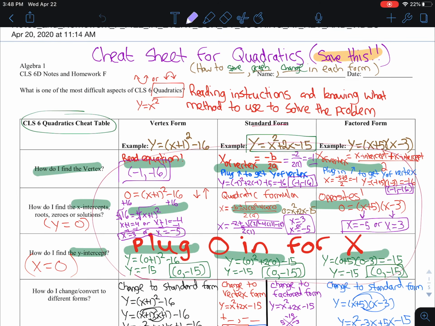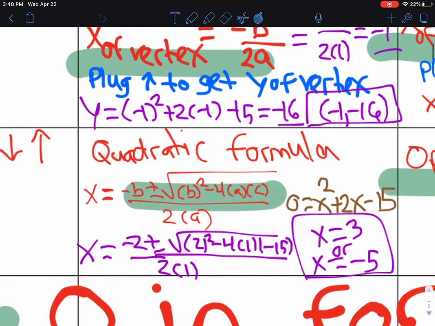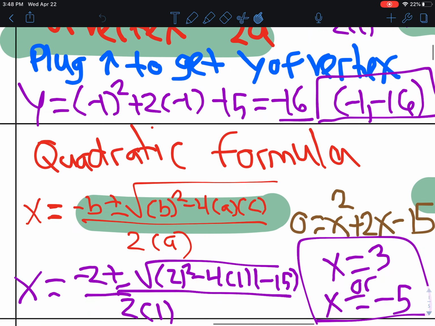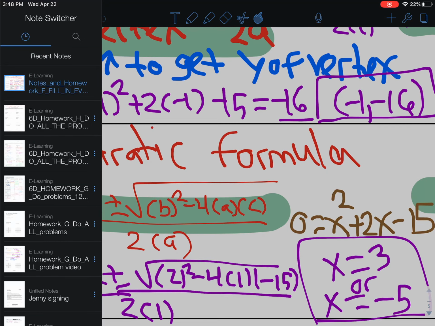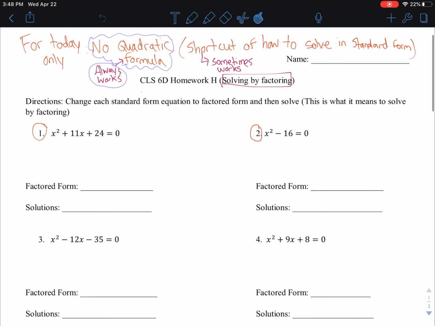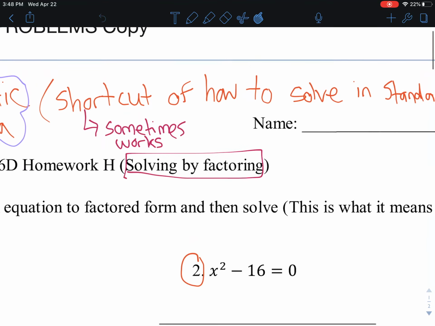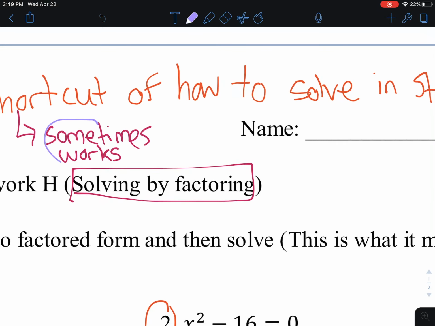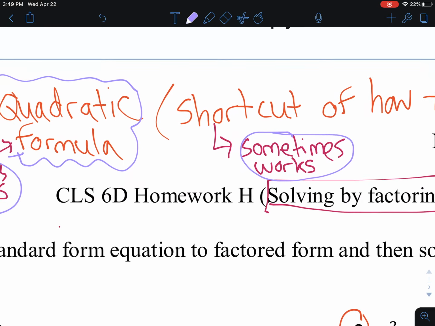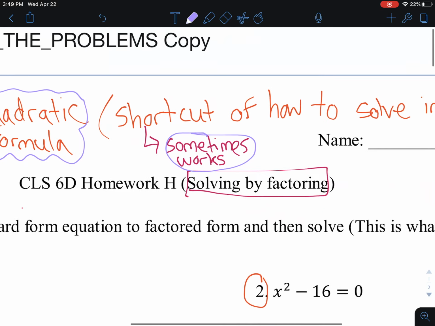Remember the quadratic formula is this, right? You might forget A, B, or C, or you don't remember it, but you do know how to factor. So again, no quadratic formula today. I'm showing you a shortcut way of how to solve in standard form. Just to be clear, this sometimes works. This does not always work. What will always work is the quadratic formula, but this is a shortcut way.